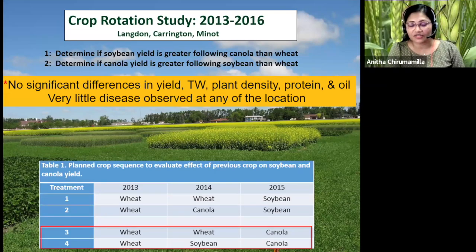There was a crop rotation study conducted from 2013 to 2016 at three different locations in North Dakota, and they looked at whether there is an effect on canola yield if canola is planted after wheat or soybeans. They found no significant differences in yield, total weight, plant density, protein, and oil. No differences in any of these characteristics when canola was planted after wheat or soybeans. Also, very little disease was observed at any of these locations.